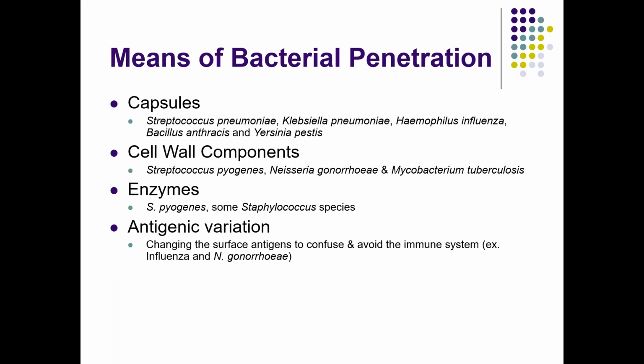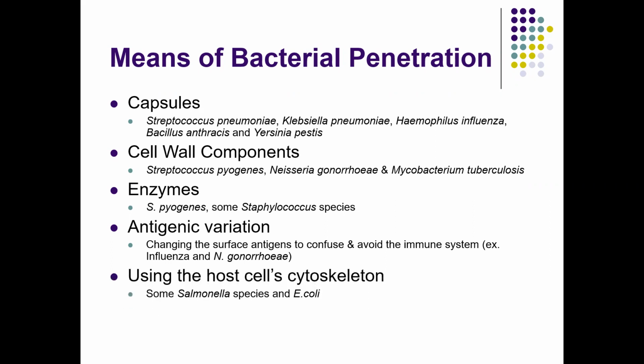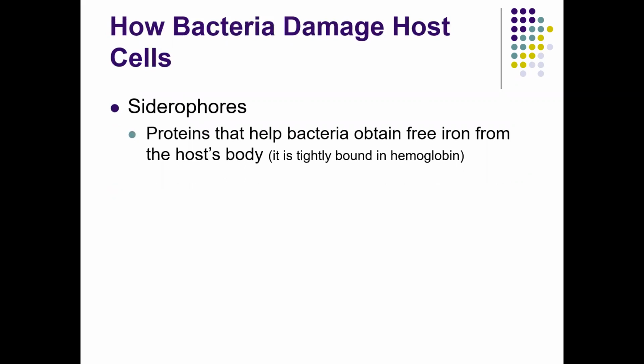And then also the causative agent of gonorrhea has that ability, not nearly to the level that the flu virus can do it, but it still has that ability. And then some species of salmonella, as well as E. coli, actually use components of the cytoskeleton of our cell to penetrate it. So that's kind of weird. It's like using our own cell against us. That's pretty nasty. I mean, that's almost kind of like what viruses do. All right, so definitely make sure you know all of those, and then you also want to know these.